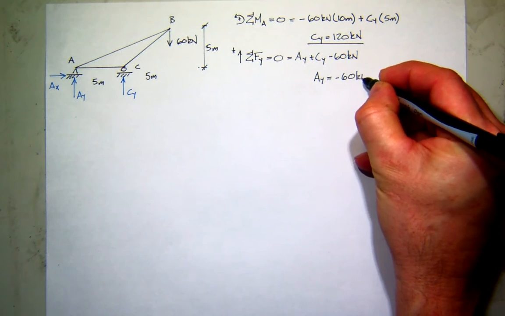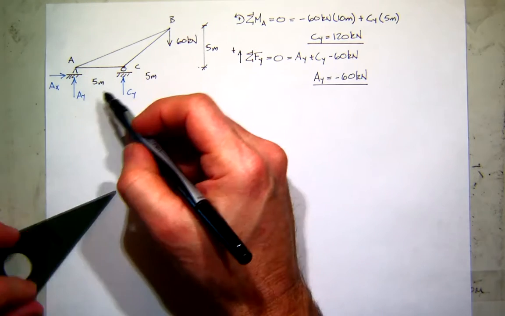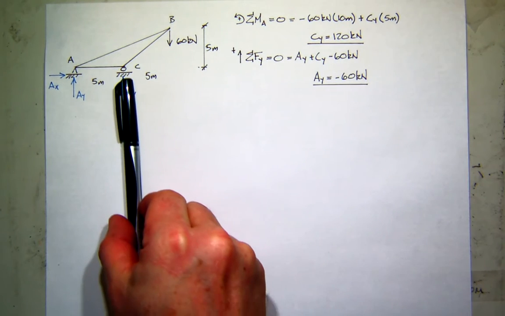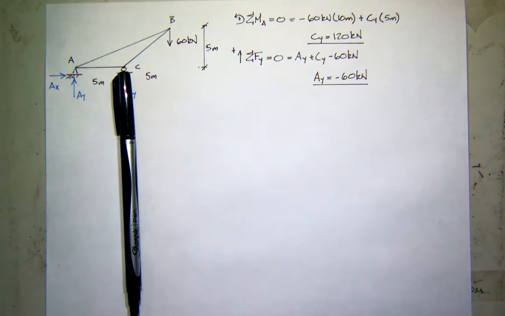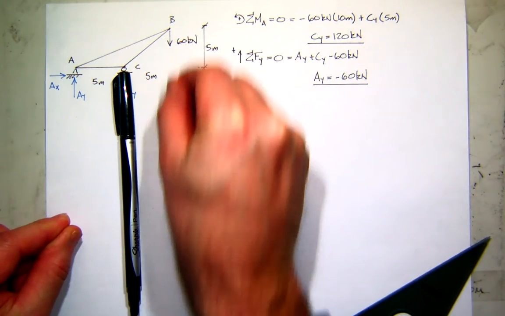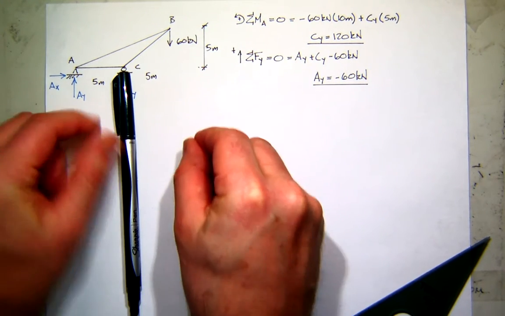So what does that mean? The force at AY is opposite of what I assumed. So it's actually down. And that kind of makes sense. If you think of C as a pivot point, this is like a seesaw, right? If I pull down here, I better pull down on that side to balance it out. Does that make sense?